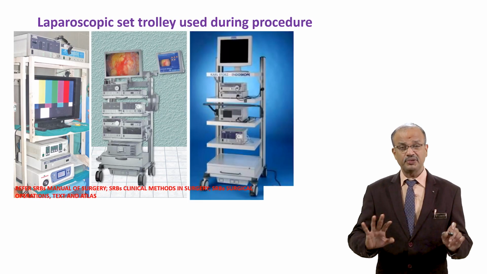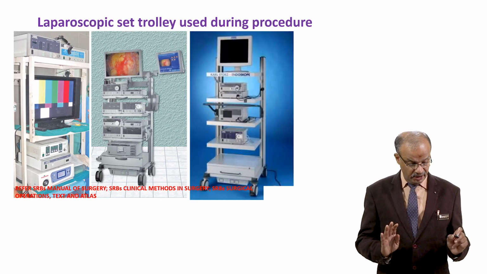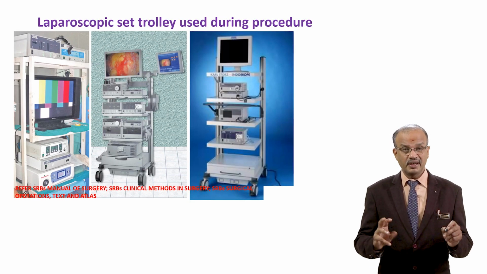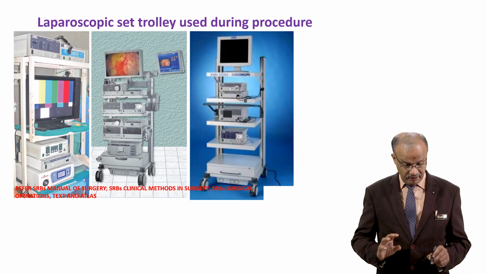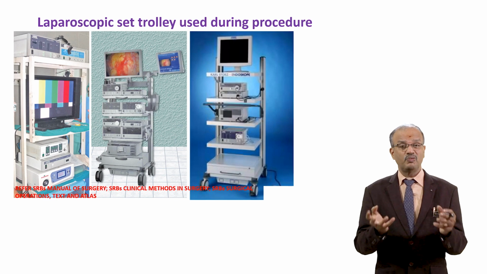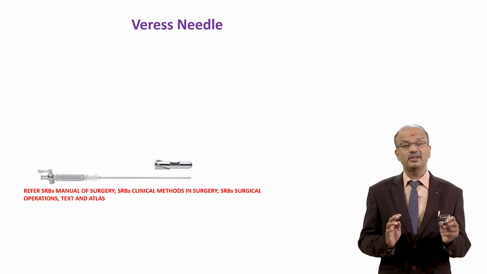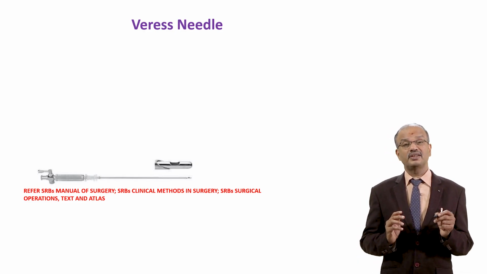Use the laparoscopic trolley. Everything should be in a trolley: monitor, light source, carbon dioxide insufflator, cables, connections, so that you can look and see clearly what the problem is, where exactly, and whether everything is okay or not. And the Veress needle is the one initially used to create the pneumoperitoneum.